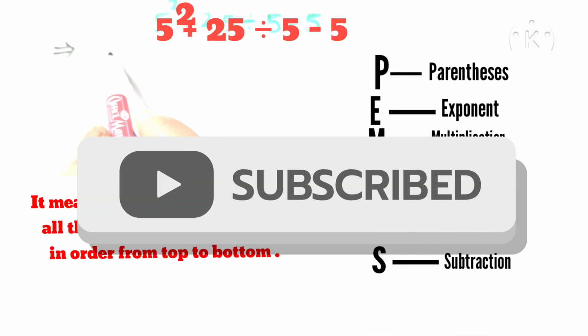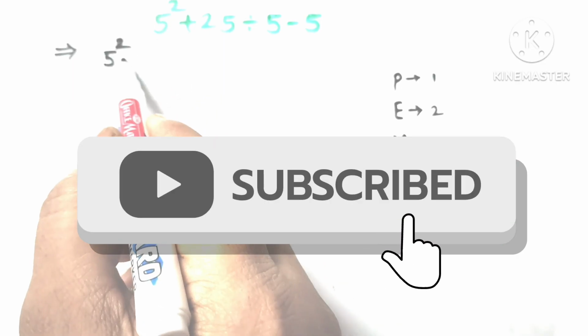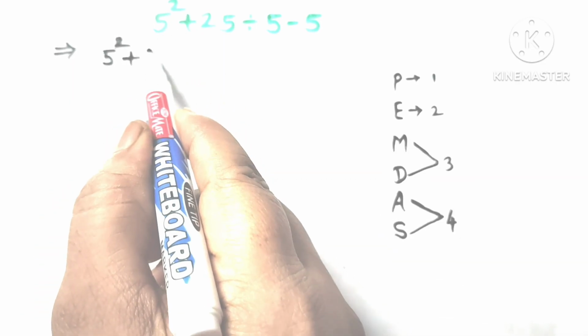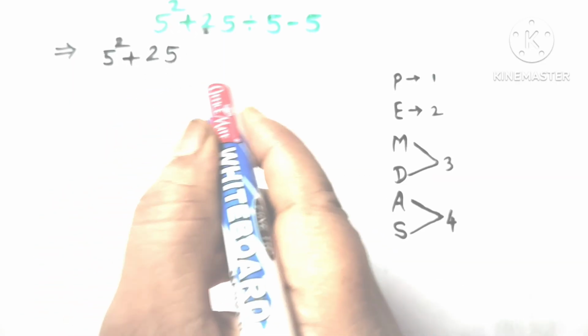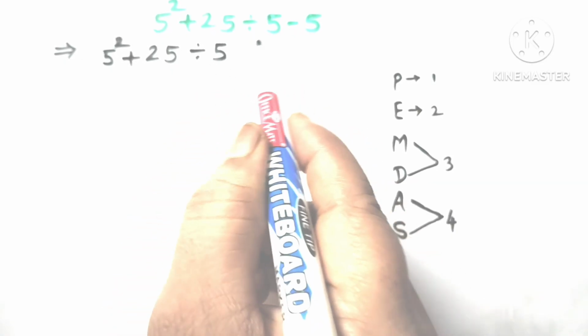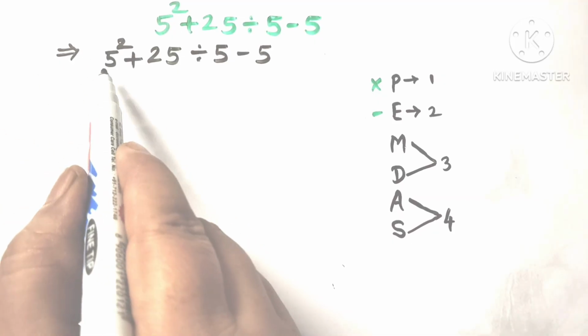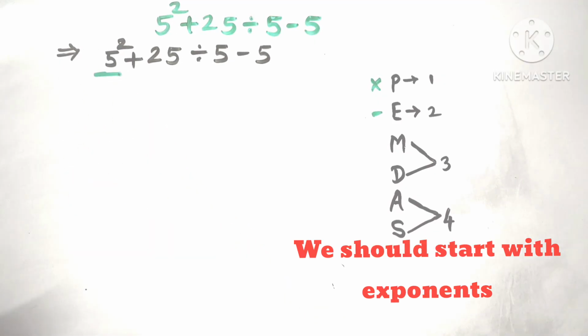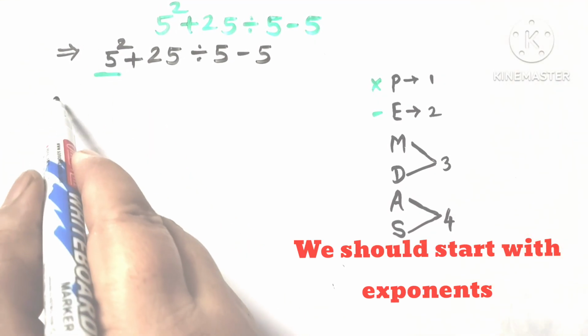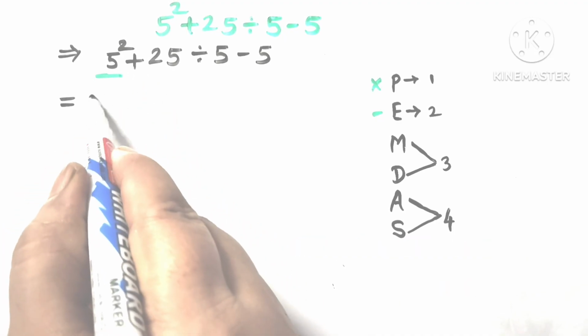5 square plus 25 divided by 5 minus 5. It means that we need to perform all the operations step by step in order from top to bottom. Use the rule of... We should start with exponent. Exponent has a higher priority than the other operations.